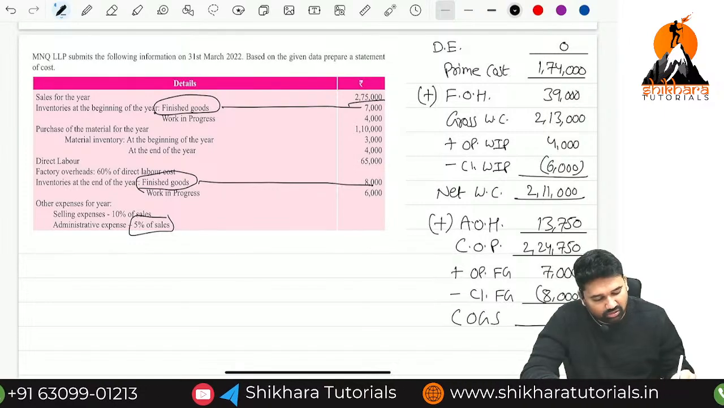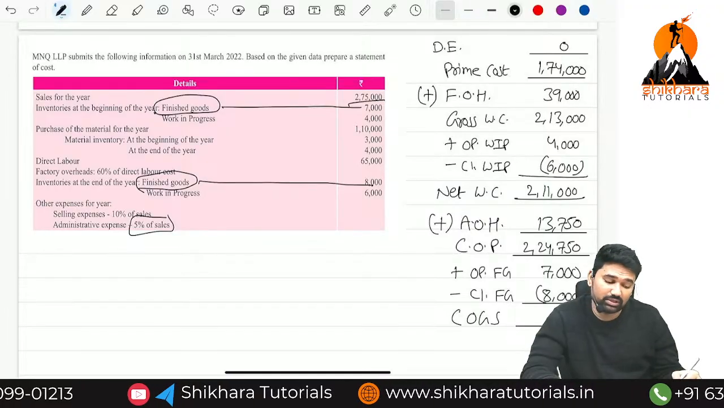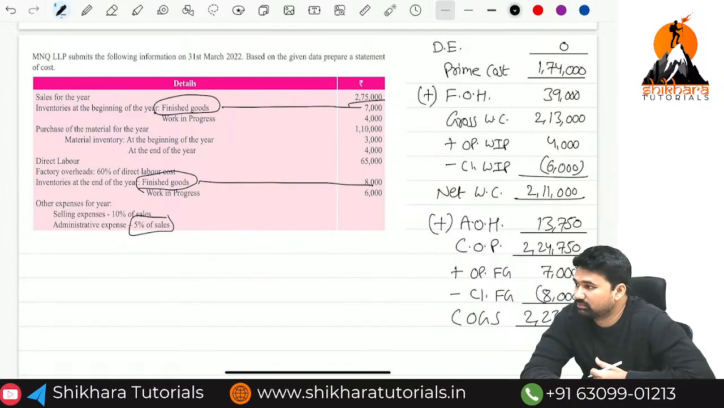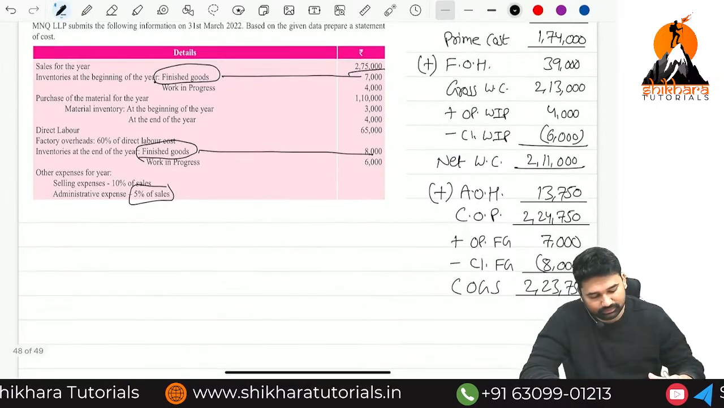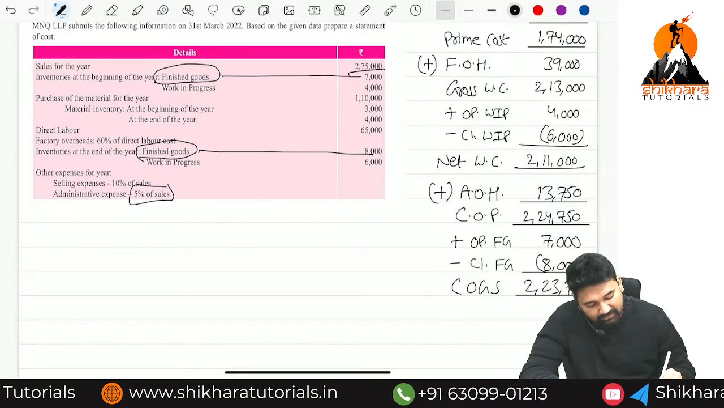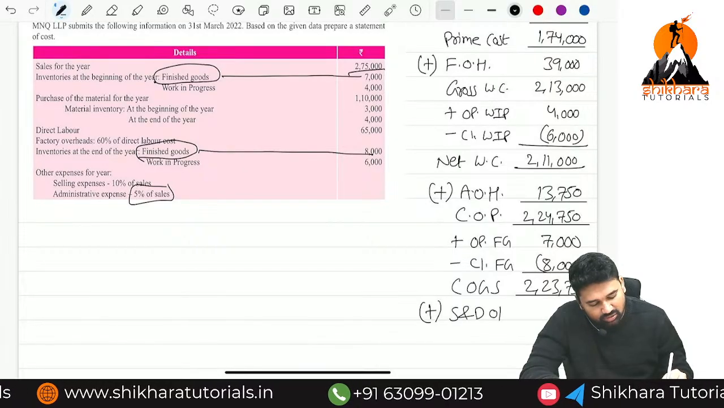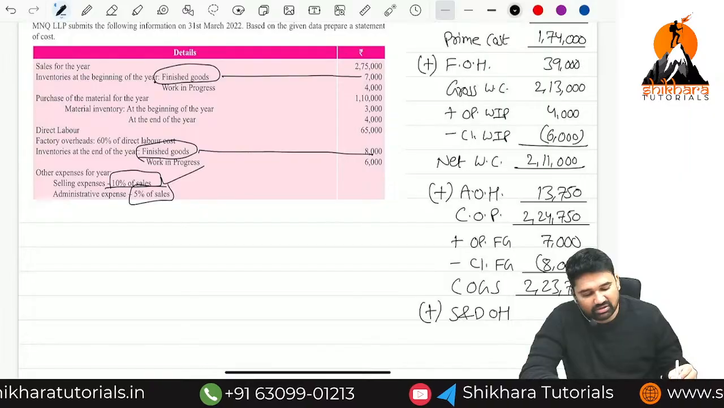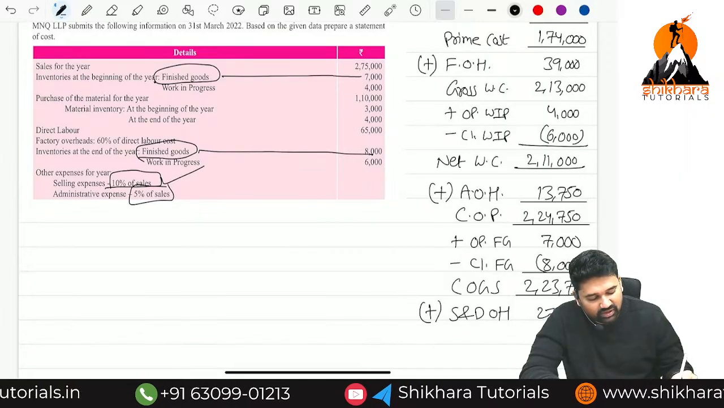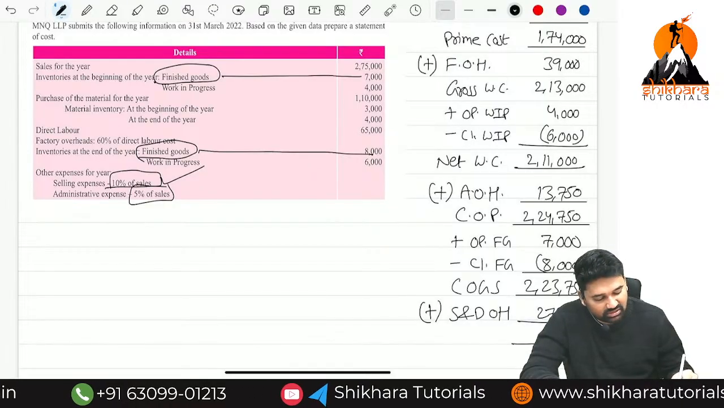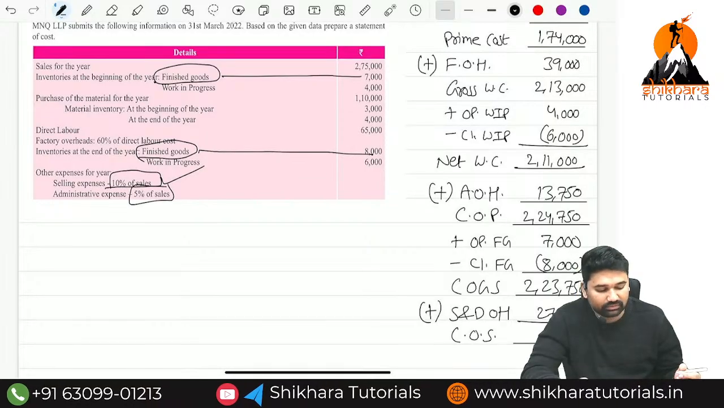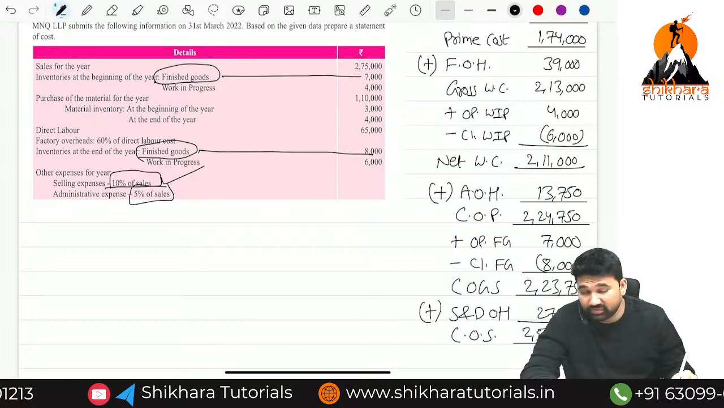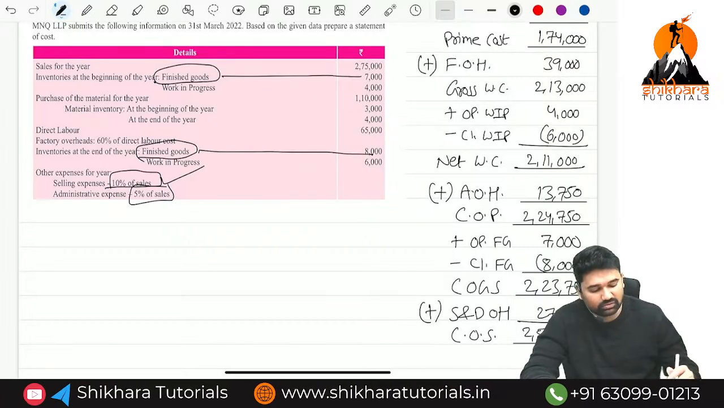cost of goods sold. Very good. The figure is 2,23,750. This will be cost of goods sold. Okay. Next one. To cost of goods sold, what we need to do? We have to add selling and distribution overheads, and in the problem it is clearly given as 10% of sales. So 2,75,000 into 10% means 27,500, and the result is cost of sales. How much is the result? 2,51,250. This is cost of sales.